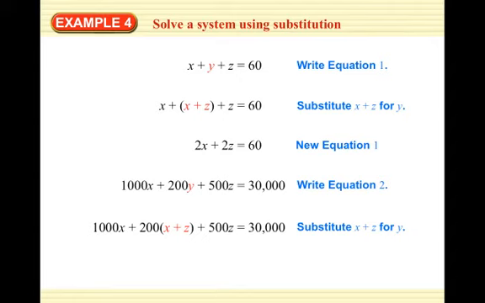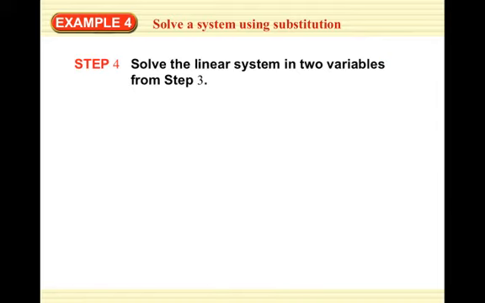So we've got 1000x plus 200 times the sum x plus z plus 500z equals 30,000. Okay, so we would have 1000x plus 200x is 1200x. 200z plus 500z is 700z, and that equals 30,000. So that's new equation 2. And so I call that star 2 and put a circle around it. Okay, so now we're going to work with our 2 new equations, our 2 star equations. Solve the linear system in 2 variables from step 3. So solve your 2 new equations, or the starred equations if you use the symbols I like to use.